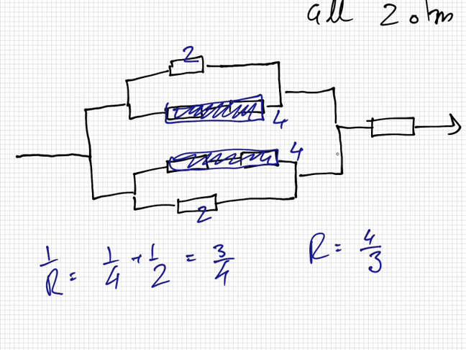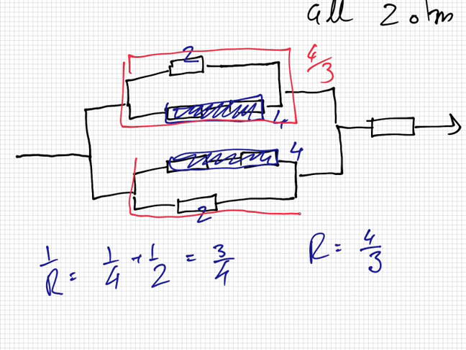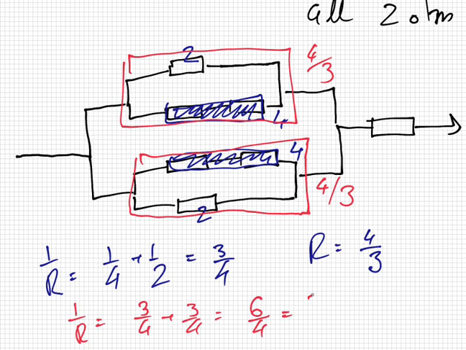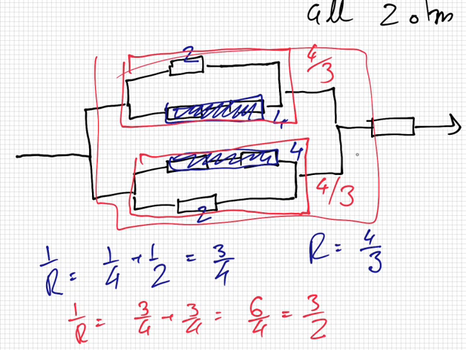So that means this here is 4 over 3, and then these add together. 1 over R equals 3 over 4 plus 3 over 4, so that's 6 over 4, which is 3 over 2. Plus 2. And then this piece here adds together with this piece. So plus 2.